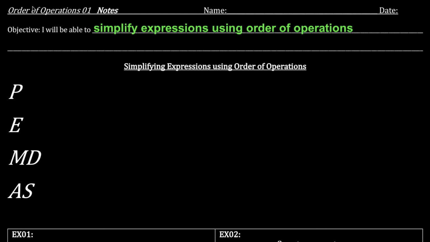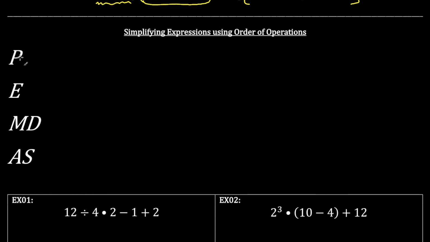So in this lesson, we are going to simplify expressions using something called the order of operations. Order of operations just tells you what order you should add or subtract or multiply or divide. What we do first is represent it using PEMDAS.